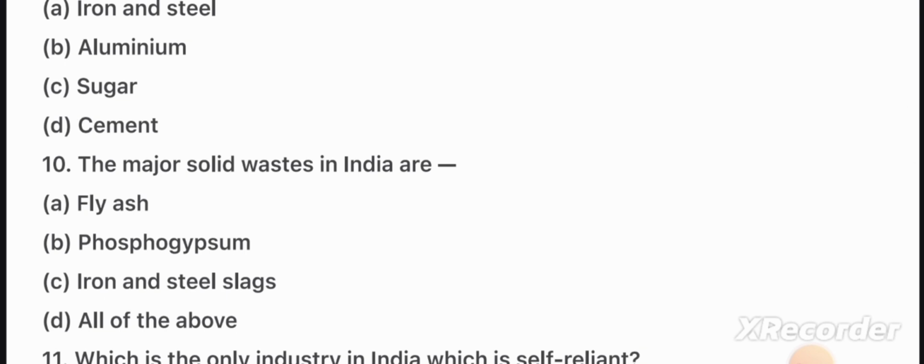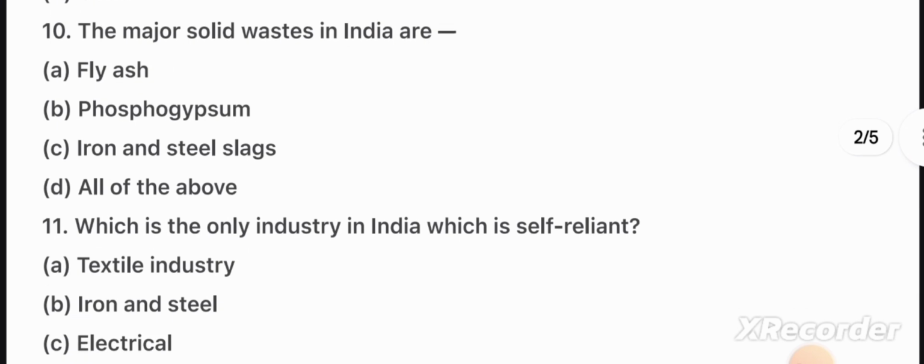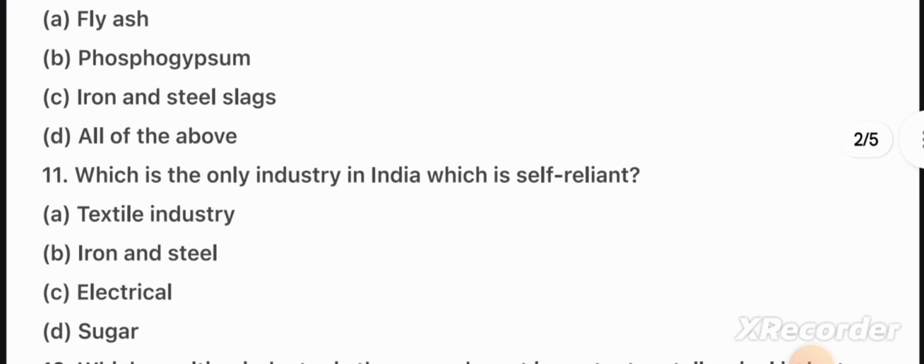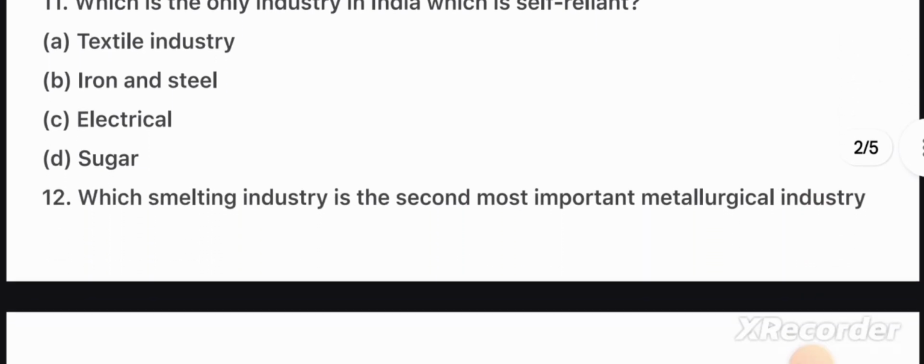Next question, question number 9. Which of the following is not a mineral based industry? A. Iron and steel, B. Aluminium, C. Sugar, and D. Cement. Question 10. The major solid waste in India are A. Fly ash, B. Phosphogypsum, C. Iron and steel slags, and D. All of the above.